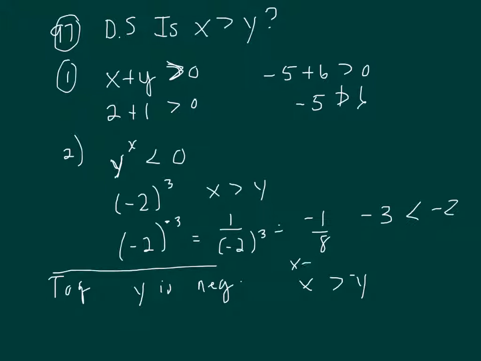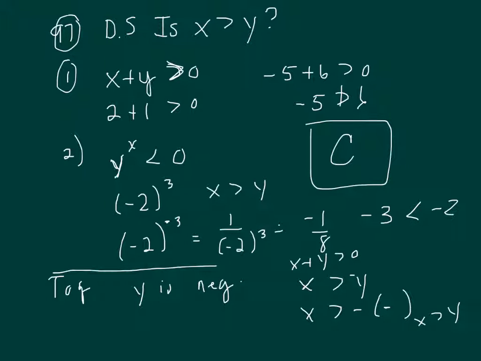We started out with x plus y greater than 0. Okay, so we know y is negative. So x is greater than negative y, and we know that y is negative. So that's going to give you a positive on the right-hand side, which tells you that x is greater than y. So your answer is C. If you put both of them together, it works.